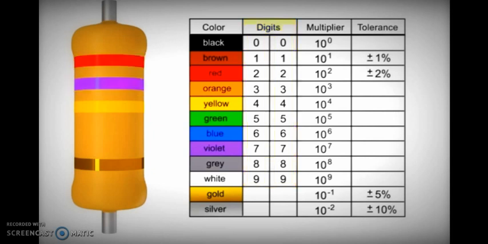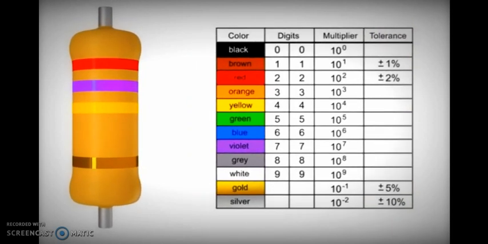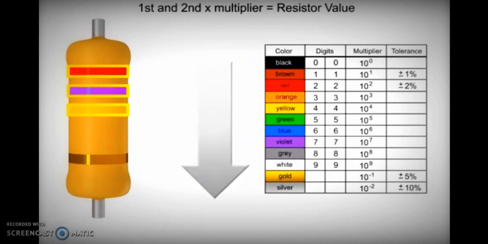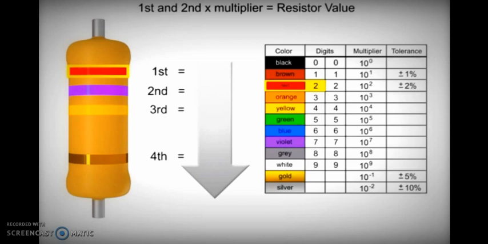Here you can see the first 2 bands are red and violet, and the 3rd band is yellow, whereas the 4th band is gold, which is the tolerance band in this case. You read the resistor bands beginning from one end, where the tolerance band will be separated from the other bands by a larger distance. So you start from the other end.